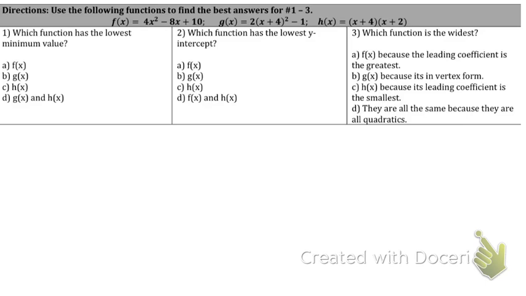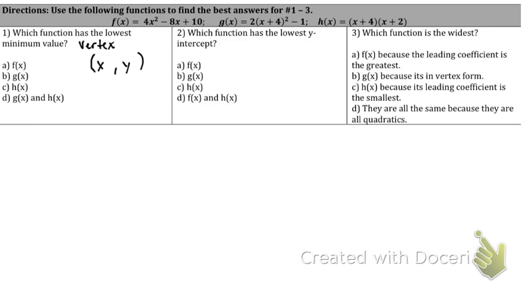In other words, we want to find the vertex, and we want to see which one has the lowest vertex. If you remember, the vertex has an x value and a y value on our graph. In essence, we want to see what our y value is, because the y value controls how low or high we go. So we want to see which one has the lowest y value.